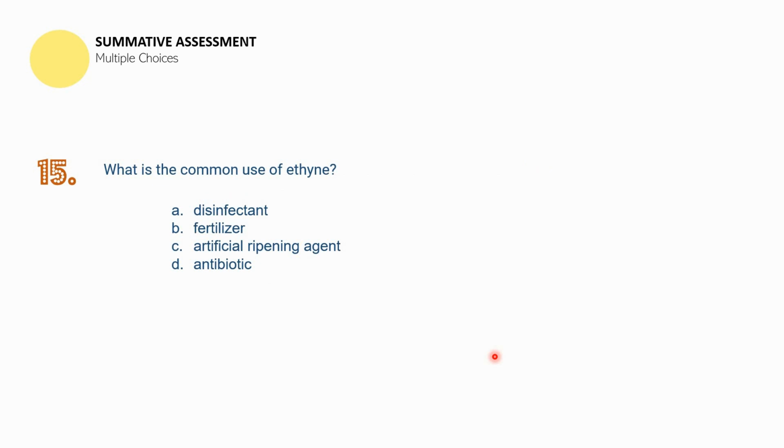What is the common use of ethine? A. Disinfectant, B. Fertilizer, C. Artificial ripening agent, or D. Antibiotic. Pause this video if you need more time. If you have decided to continue, let us proceed with question number 16.